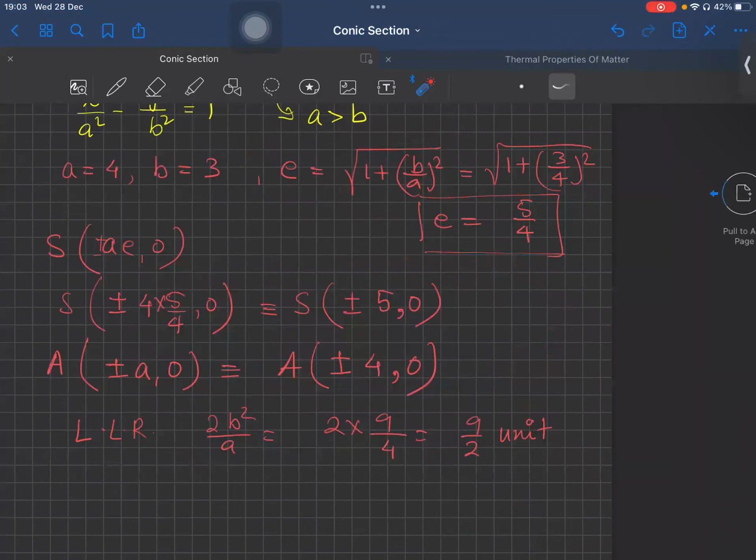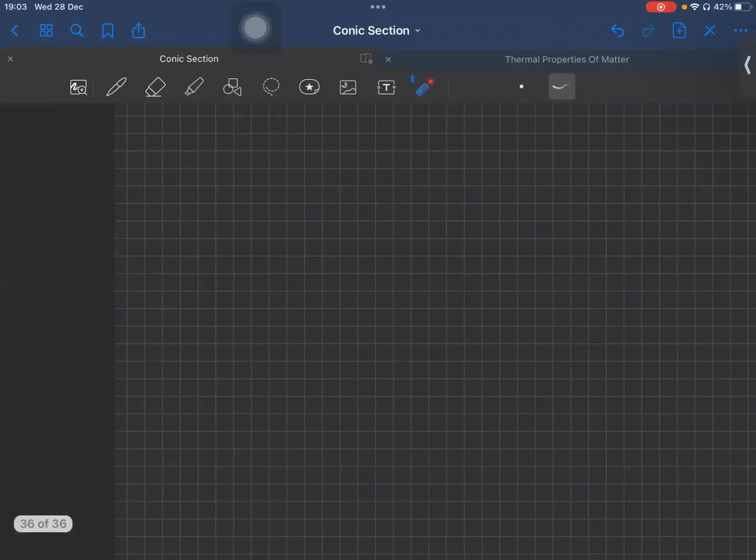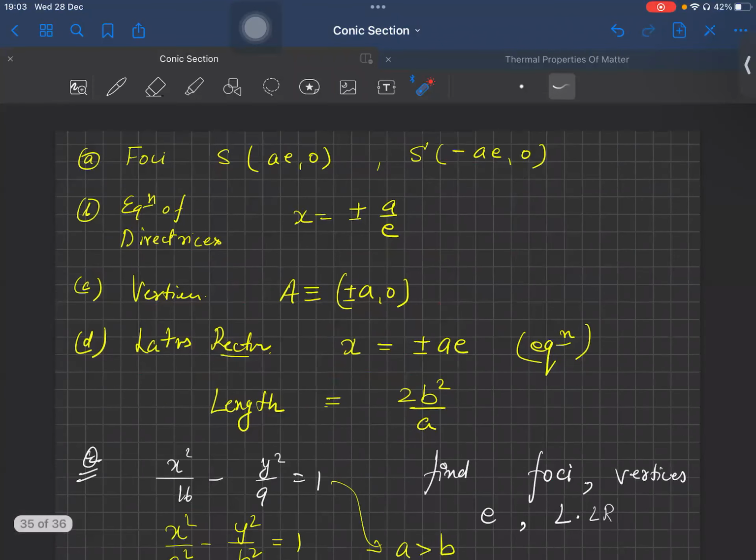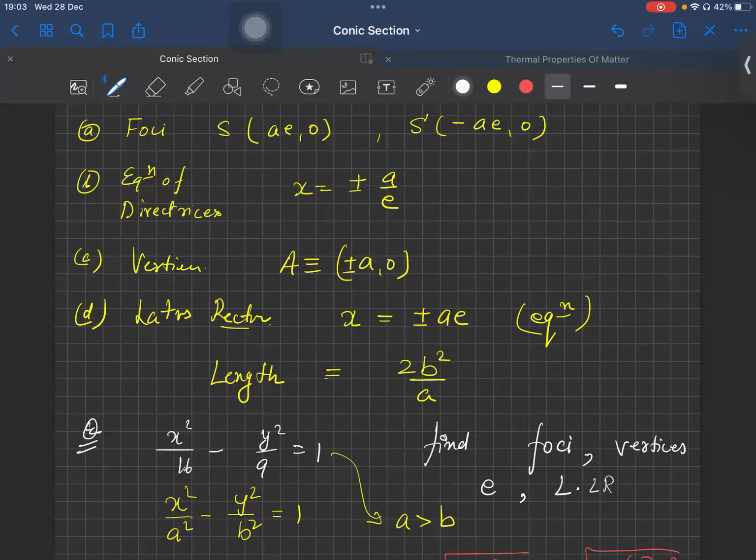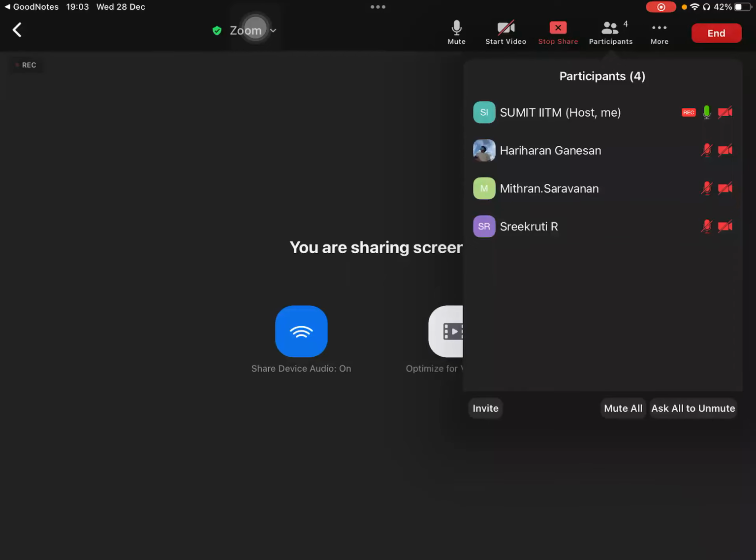More we'll discuss on hyperbola. Next class we will finish hyperbola as well. Thank you so much for joining mathematics class. You can solve exercise 11.4. I think you'll be able to solve it using these values. Just try it.